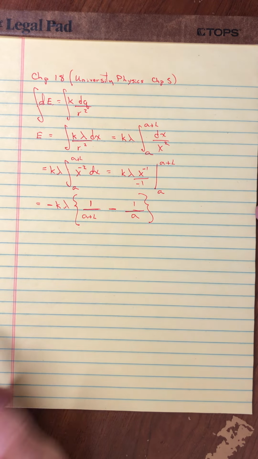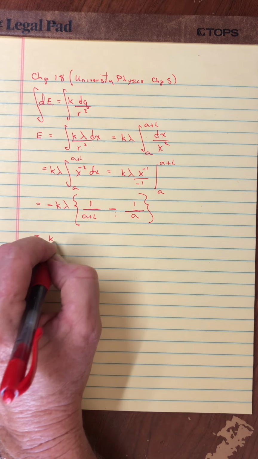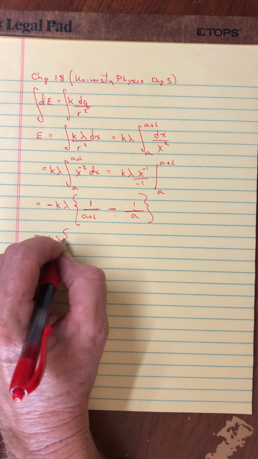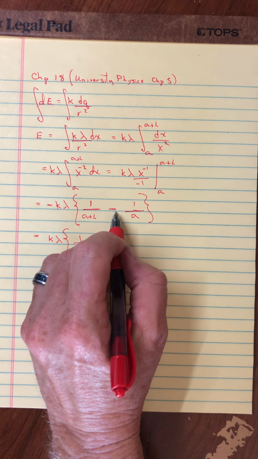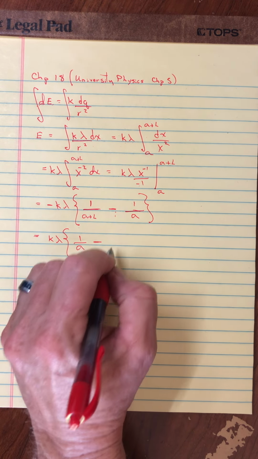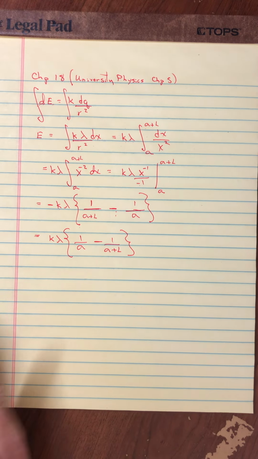And I'm not a big fan of the negative sign out in front, so I will incorporate the negative sign. And so the 1 over a becomes a positive, and this one becomes the negative. So that'll just switch the order.